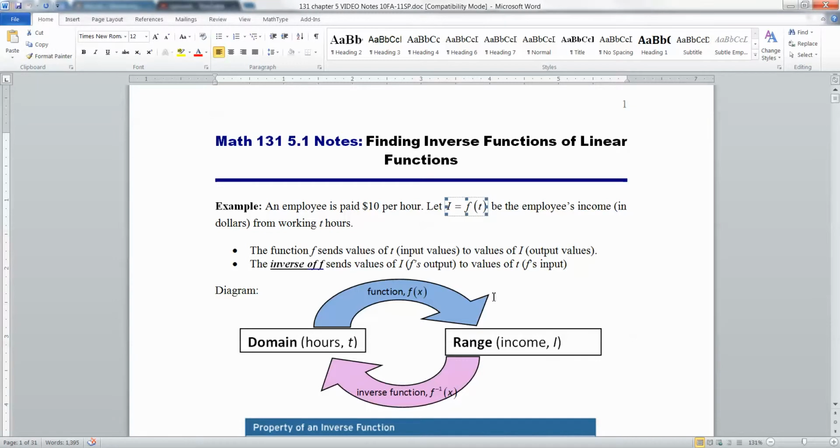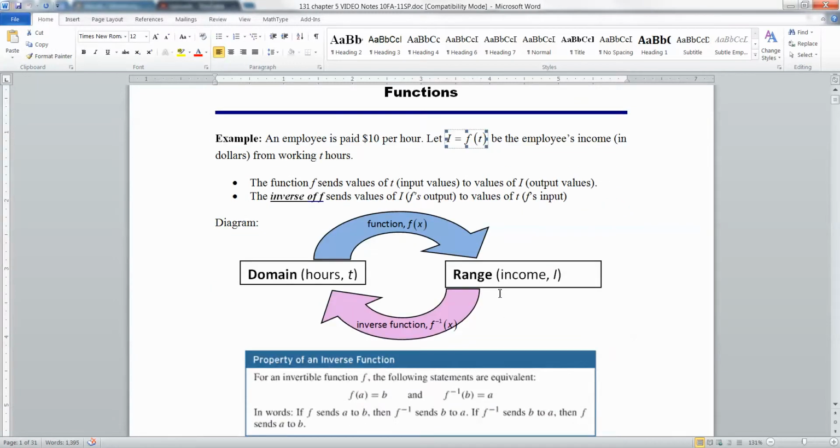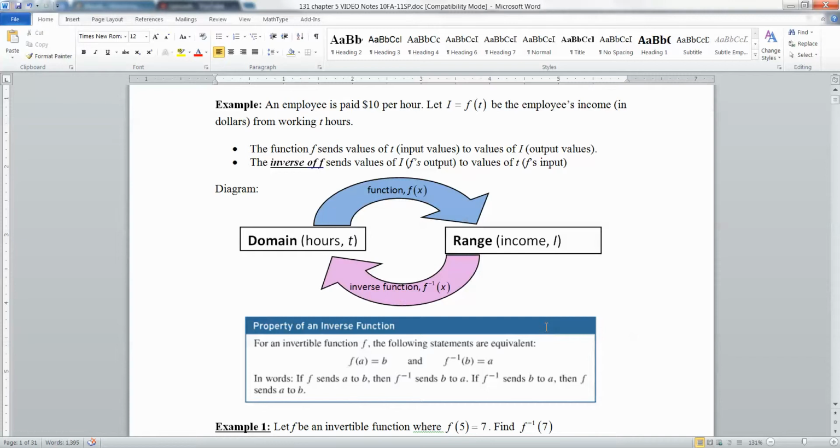We're going to do some linear ones here, and inverses are going to be a little bit strange. So what they do is they go in reverse, right? So instead of taking hours to income, they'll go backwards. That's what the pink arrow is showing. They'll go from income back to hours. Okay? So an invertible function, f, would have the following things happen. If f of a is equal to b, then f inverse of b is equal to a.